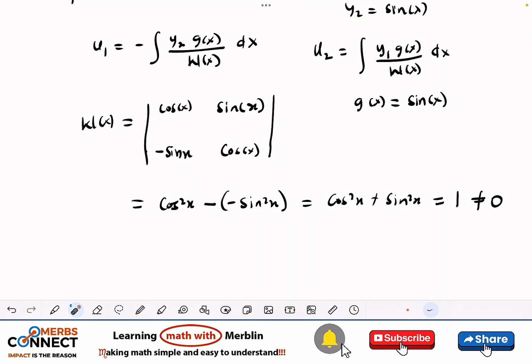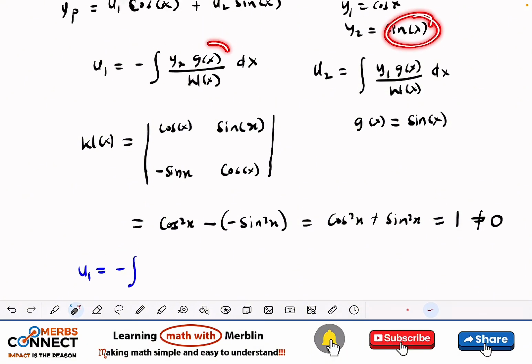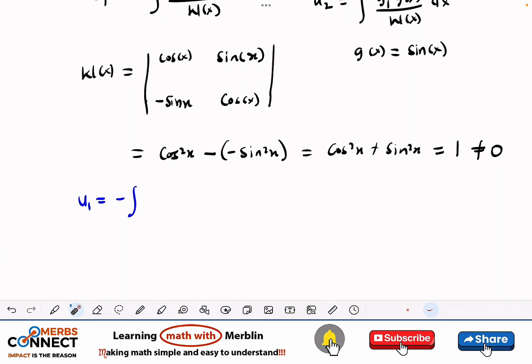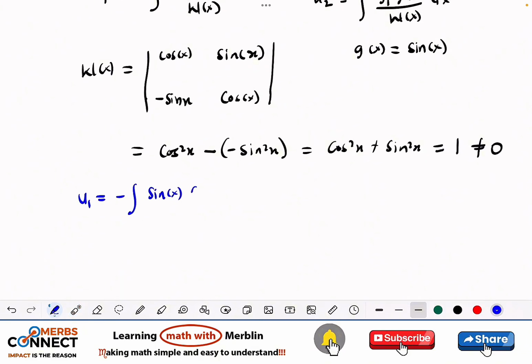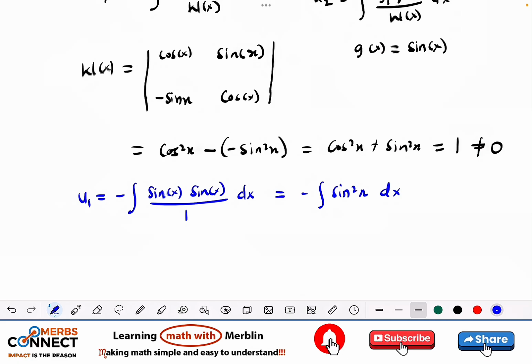Now that we've gotten the Wronskian, let's compute u1. So u1 is going to give us minus y2, which is sine, and g of x is also sine. So we are going to have sine x divided by 1, because the Wronskian is 1, and this is the same as minus the integral of sine squared x dx. Now the idea with this question is that after you figure this out, you need to be able to figure out your integration. So it's very, very important here. I'll show you how to do the integration.